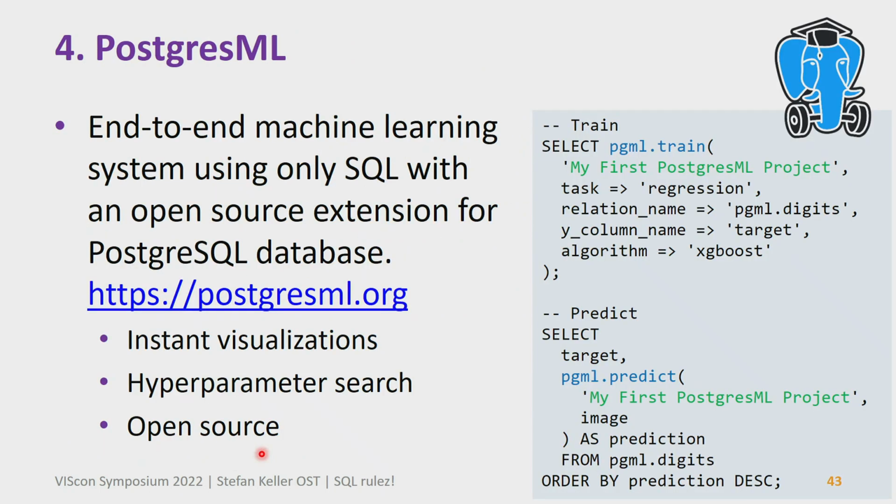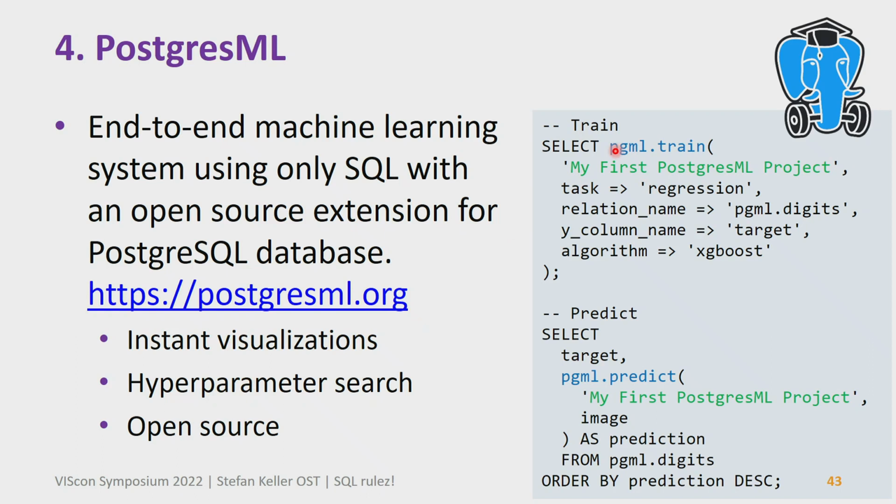PostgresML is another tool, not from me, which is an extension, a plugin to Postgres, because Postgres is so nicely hackable. And it's an end-to-end machine learning system using only SQL with an open source extension. It has visualizations, hyperparameter search, it is open source, and it goes like this.